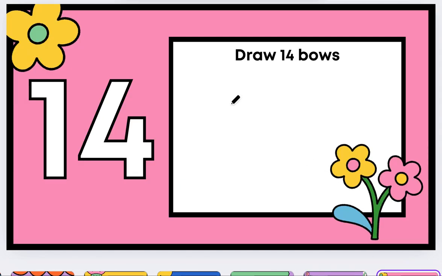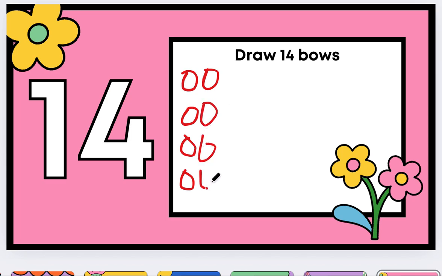Let's do 14. 14 is 10 plus 4 more. 1, 2, 3, 4, 5, 6, 7, 8, 9, 10, plus 4 more. 1, 2, 3, 4 all together. 1, 2, 3, 4, 5, 6, 7, 8, 9, 10, 11, 12, 13, 14.